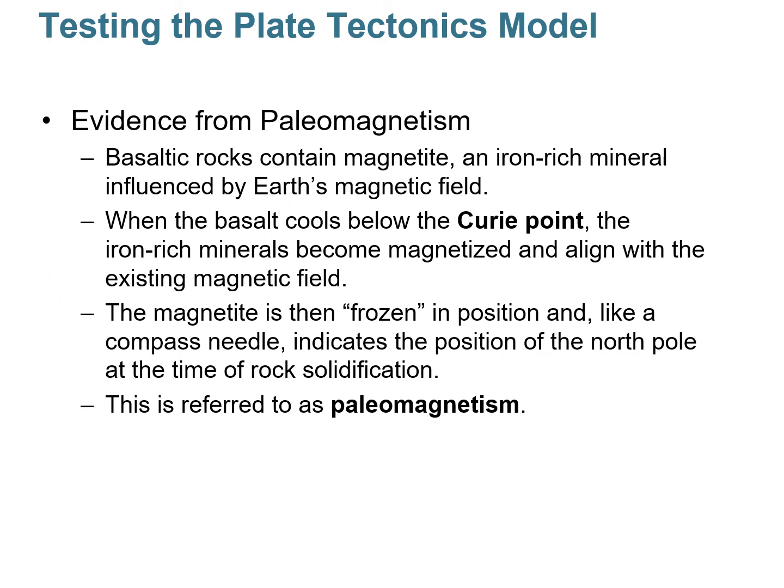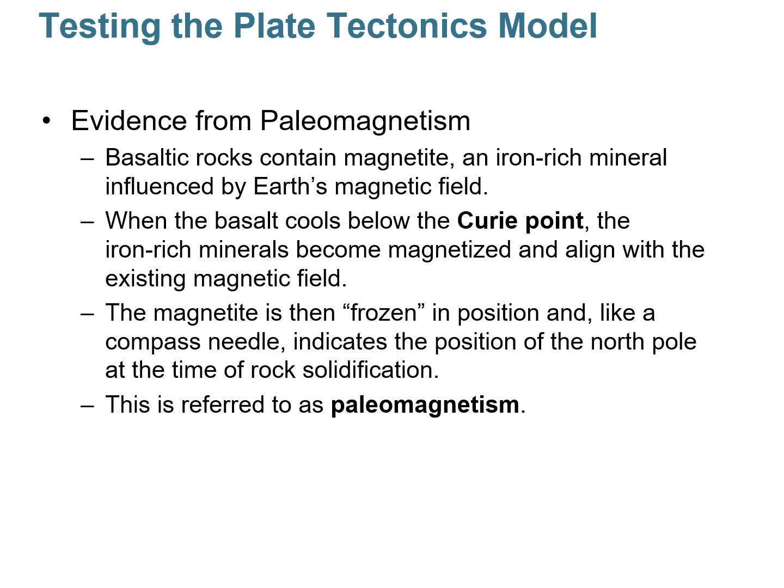Okay, then the next major line of evidence was through paleomagnetism. All right, so basaltic rocks are volcanic rocks, and they contain a mineral called magnetite. And magnetite is magnetic. It's iron rich, so it's influenced by our Earth's magnetic field. Remember, our magnetic field is generated by the core of our Earth, the outer core, which is in motion, and it creates those magnetic field lines. Okay, so when basalt erupts, as it cools and the minerals begin to crystallize, the magnetite minerals become magnetized, and like a compass needle, they point and align with the magnetic field that exists at the time of crystallization.